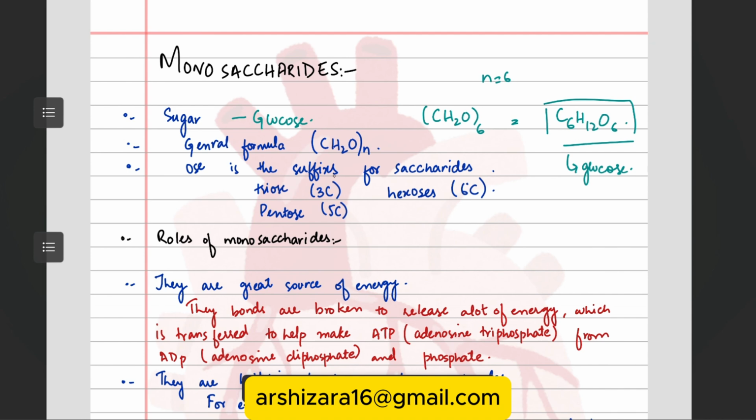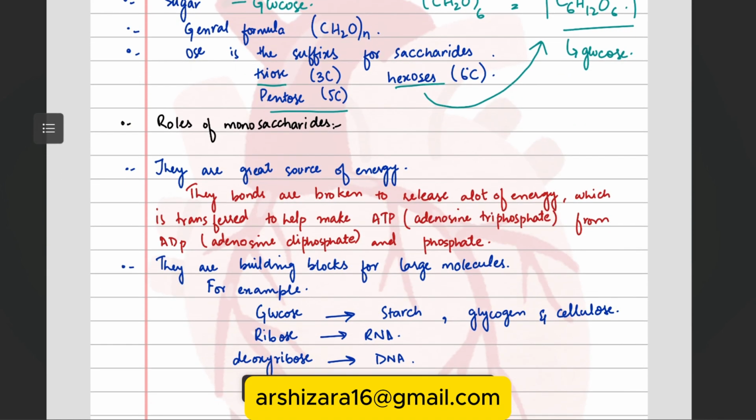We use the suffix in saccharides, which is -ose. So it will be triose for 3 carbon, hexose for 6 carbon. Over here you can see that glucose is a hexose sugar, a hexose monosaccharide. Pentose is a 5 carbon sugar. Simple. -ose is basically the suffix. Prefixes are the terms that we use before any word, and suffixes are the terms that we use after any word. This is basic English.